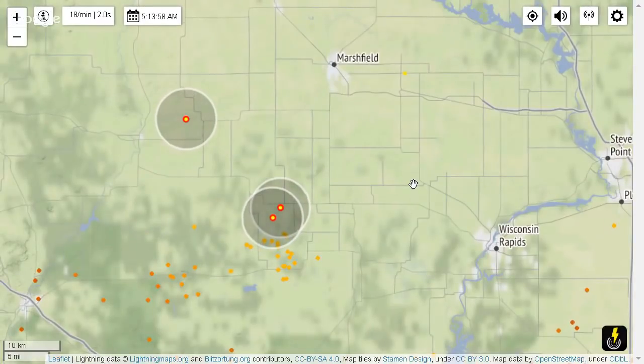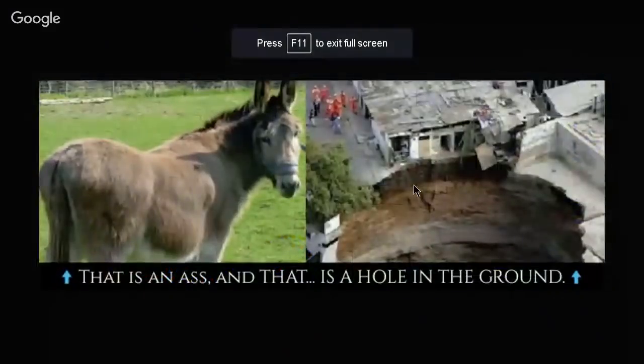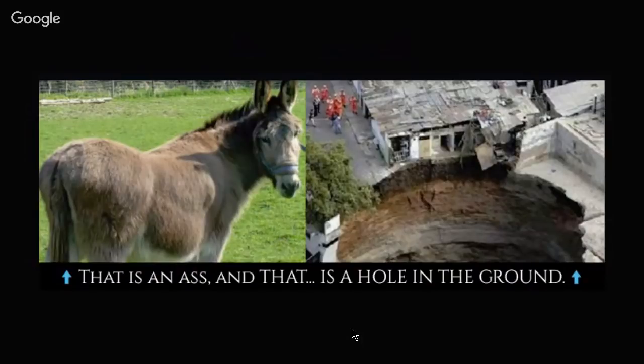And dear viewers, if you're not familiar with lightningmaps.org, the next time you hear thunder, check it out and discern the difference between your ass and a hole in the ground.